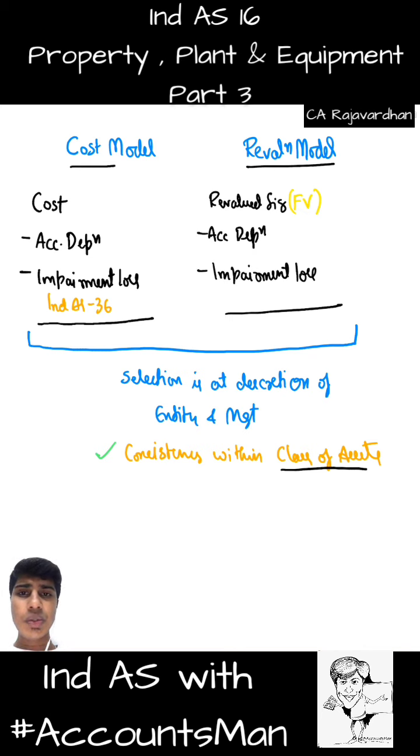Now we need to discuss a few items that have come up here. The new items are, first, accumulated depreciation, and impairment loss, which we will discuss in Ind AS 36, but I'll tell you a bit of it. And the revalued figure. What do you mean by revalued figure? That we need to discuss. So we have three new terms to discuss. Number one, revalued figure. Number two, accumulated depreciation. Number three, impairment loss. So we'll start with the revalued figure.